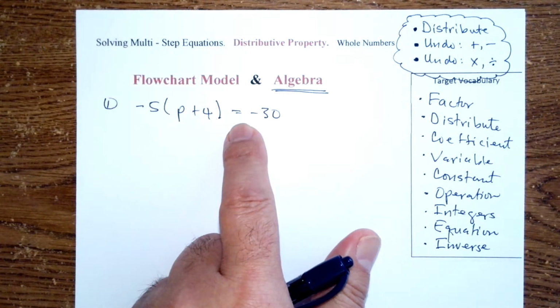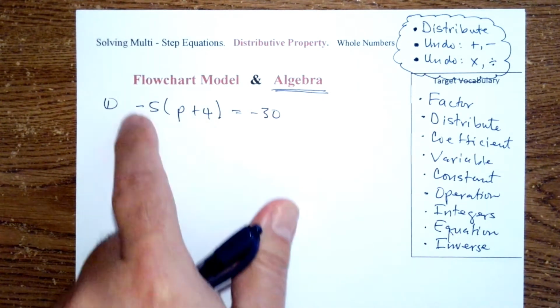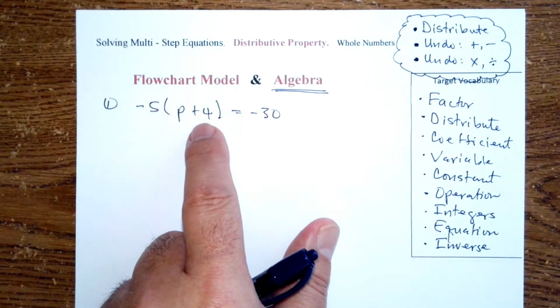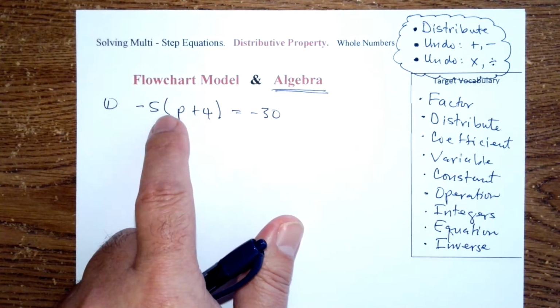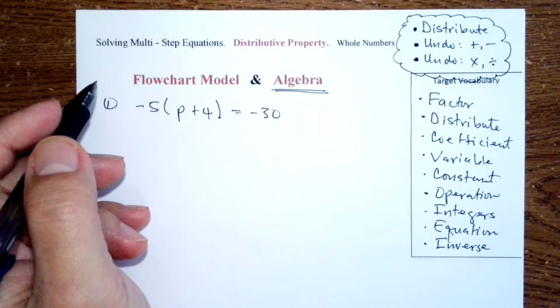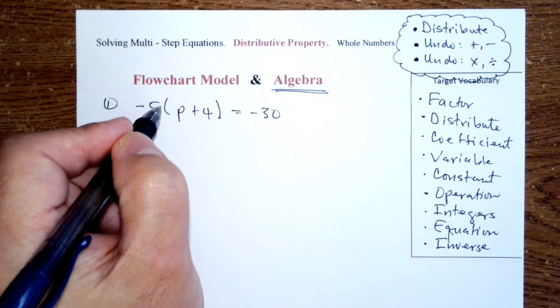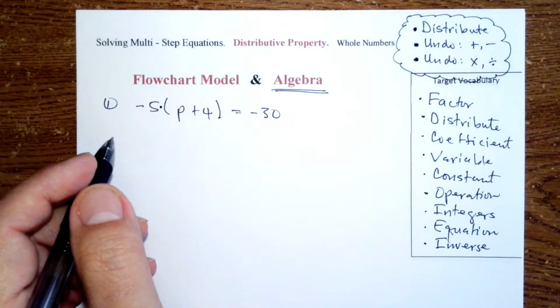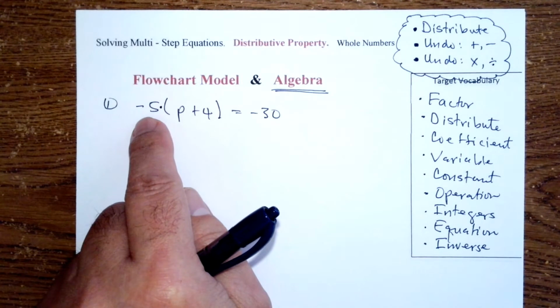You guys ready? Okay, first and foremost, what do you see? I know, you're right, it's an equation, but on the left hand side, what do you notice? I have a negative 5. Is that negative 5 next to the parentheses? Absolutely. What does that mean? It means you're going to multiply. You're going to distribute. Everything that's inside is going to be multiplied by that negative 5.